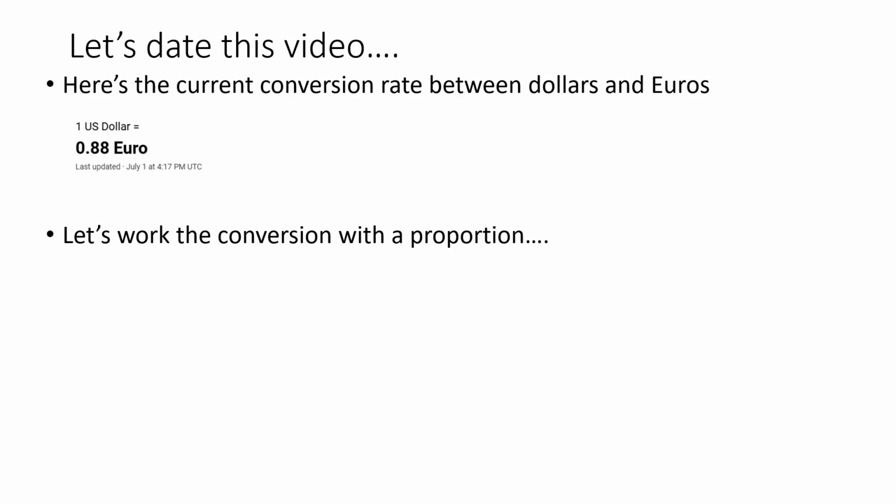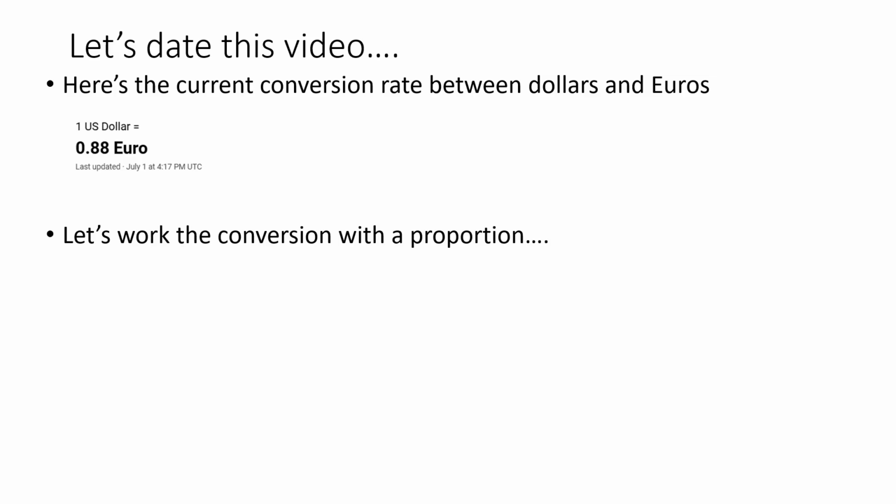Okay, so we're going to date this video. Here's the current conversion rate between dollars and euros. I went online. 1 US dollar is equal to 0.88 euros. And that was updated at 4:17 p.m. UTC, whichever time that is. Anyway, so that's what it is today.